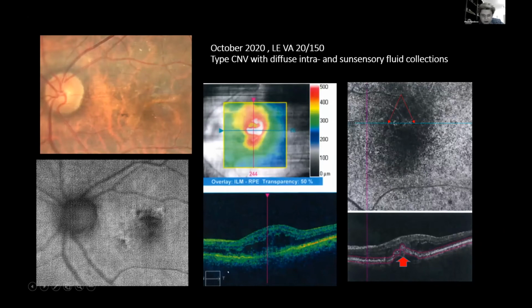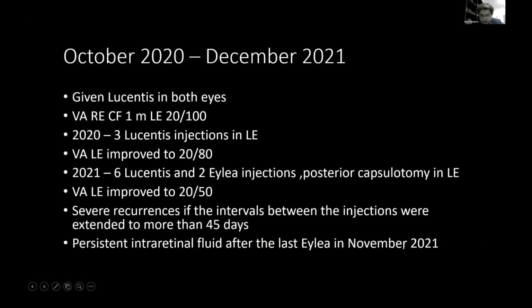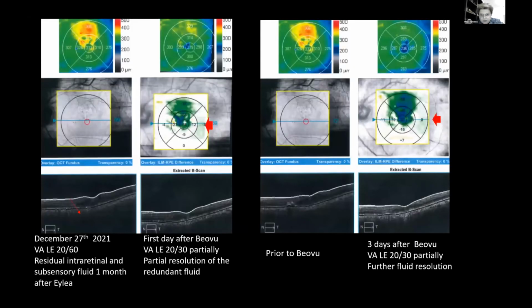However, there is a racemose type 3 membrane here that is quite well visible in the angio. So what we did, we gave injection for both eyes. She responded. However, the vision in the right did not improve, so we pursued treatment of the left. She improved from 20/80 to 20/50, however, very unstable, and we could not stretch the interval for more than 45 days. In December last year, we decided, after incomplete response to Eylea, to give Beovu.